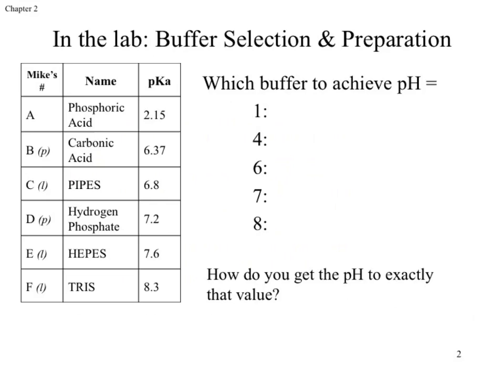All right? So if we were going to try and get a pH of 1, what buffer would we use? Probably phosphoric acid. Is it perfect? No, but it's as close as we can get with the buffers we've got. How about a pH of 4? Carbonic. Why carbonic acid?